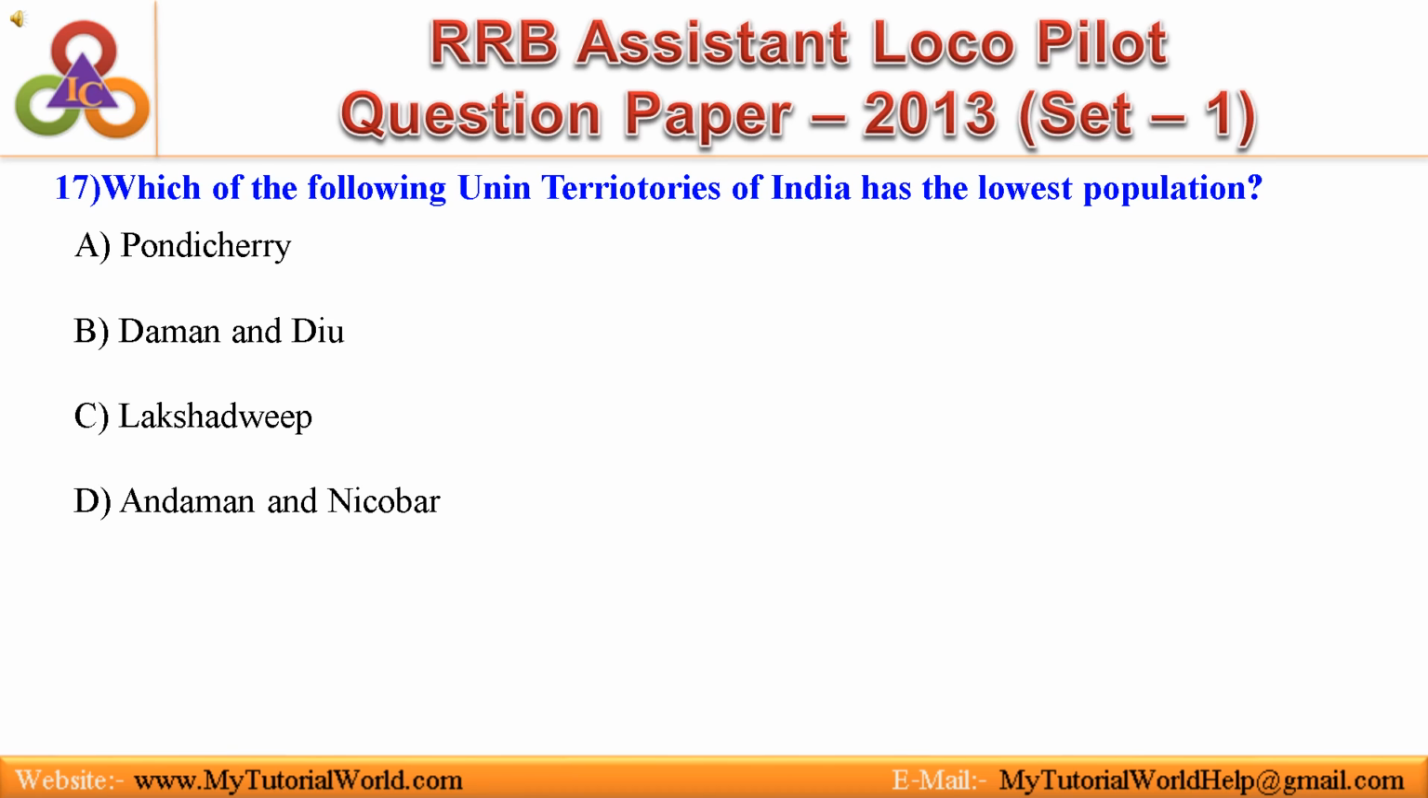Seventeen. Which of the following union territories of India has the lowest population? A. Pondicherry. B. Daman and Diu. C. Lakshadweep. D. Andaman and Nicobar. Answer is Lakshadweep.